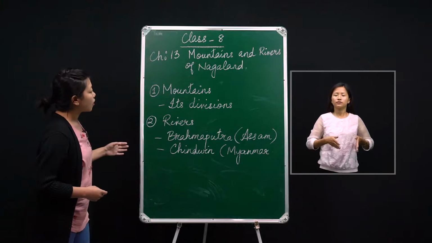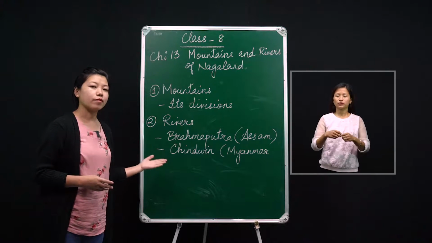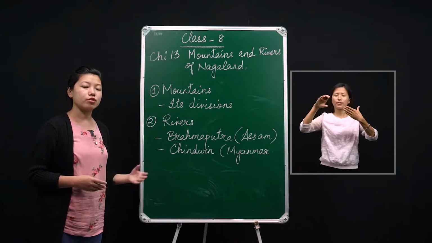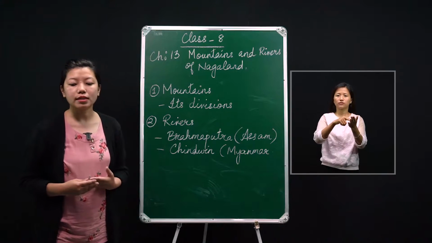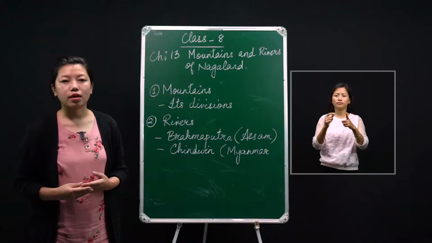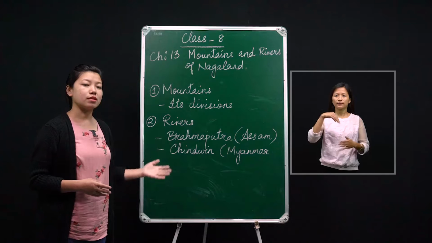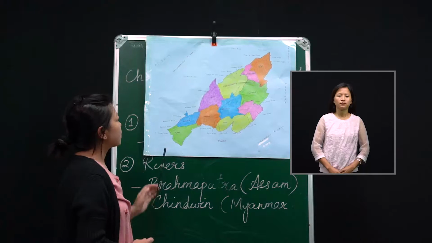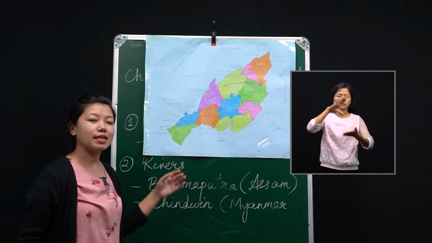Now to begin with, I'm going to use the map. With the help of the map I will show you the location of these mountains and rivers, and I will request you to kindly turn to page number 102 in your textbook so that you can also locate these mountains and rivers. So this is the Nagaland map and you will see that in your textbook as well.